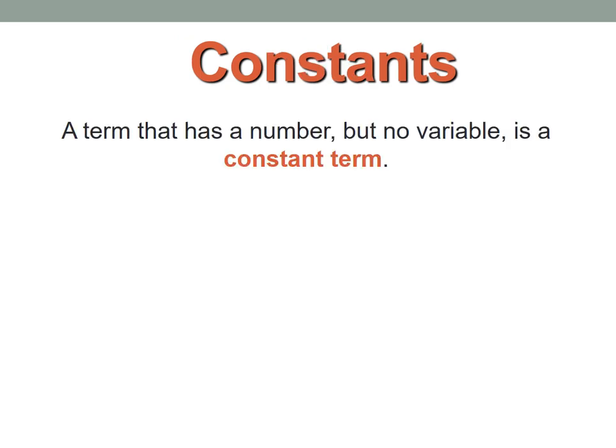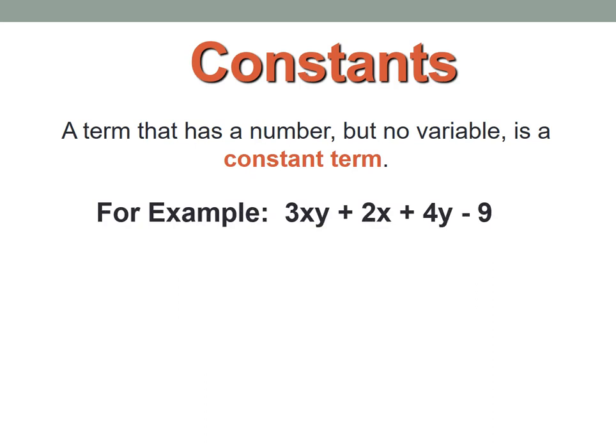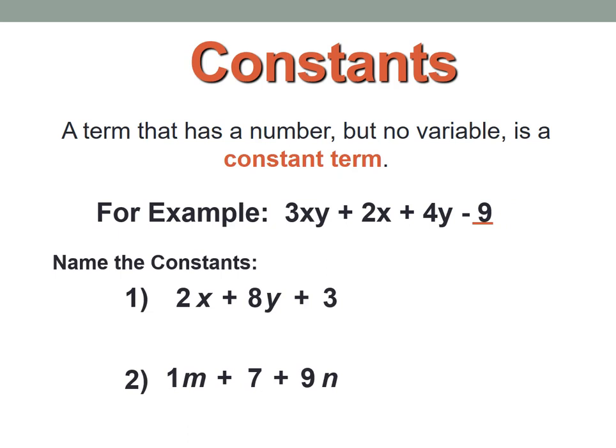All right, one more. We've got constants. A term that has a number but no variable is called a constant term. So here's an example. We've got that 3xy plus 2x plus 4y minus 9. So we want to find the term that has a number but no variable. This one has a number and a couple of variables. This has a number and a variable, number, variable. This one has a number with no variable. That's our constant.